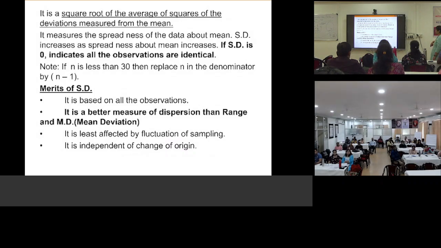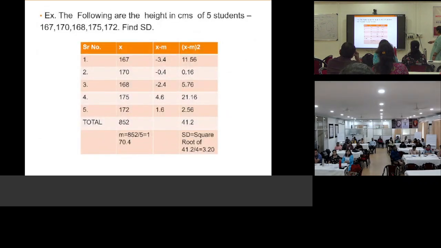Merits of SD or standard deviation: it is based on all the observations. It is a better measure of dispersion than range and mean deviation. It is least affected by fluctuations of sampling, and it is independent of change of origin. This example I have given.